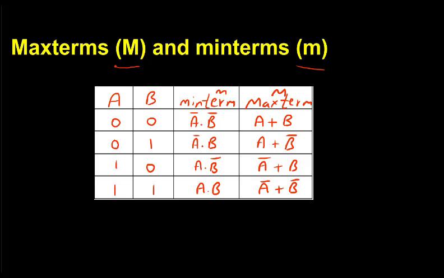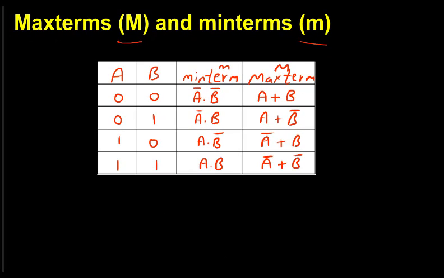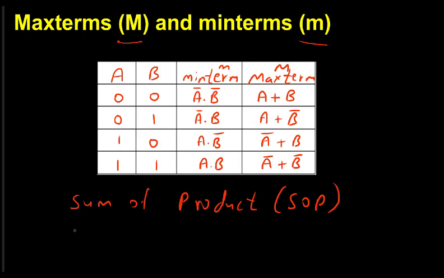If you see the min terms, they are the products, and max terms are the sums. A few lectures back, we studied the concept of sum of products, which is called SOP, and we also did product of sums, which is POS. So the min terms are the product terms, and max terms are the sum terms.